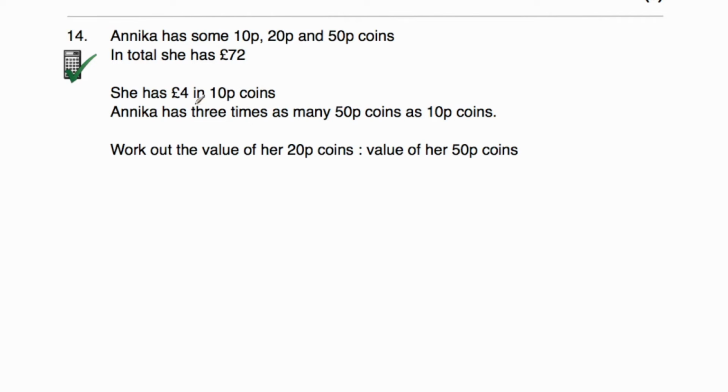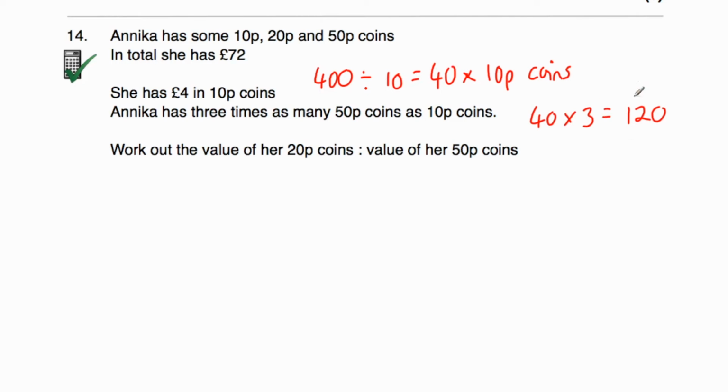So let's work out how many 10p coins she's got, because we know she's got £4 in 10p coins. So £4, that's 400 pence, divided by 10. That tells us how many coins she's got. That's 40. So she's got 40 10p coins. Now we're told she's got 3 times as many 50p coins as 10p coins. So if we do 40 multiplied by 3, that's equal to 120. So that means she's got 120 50p coins.